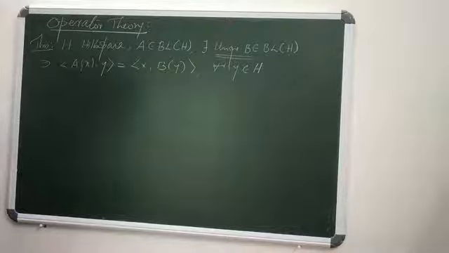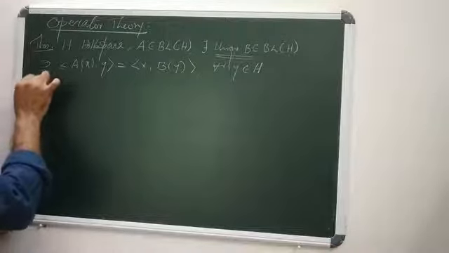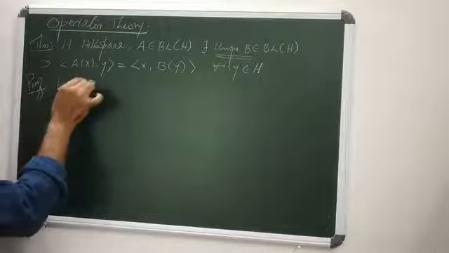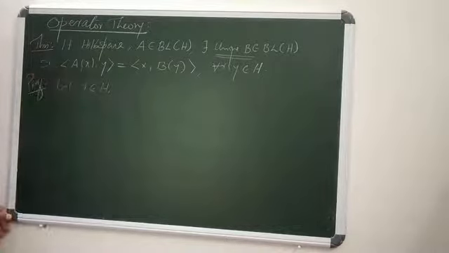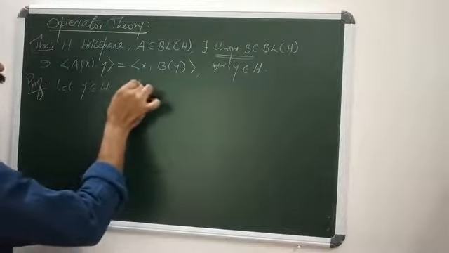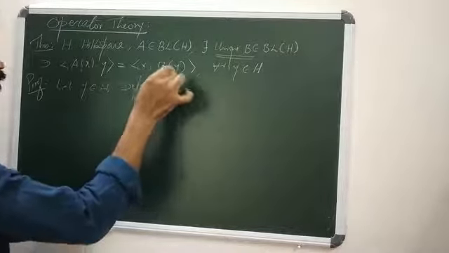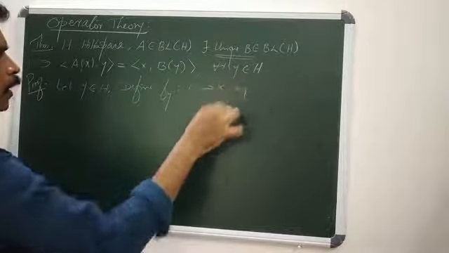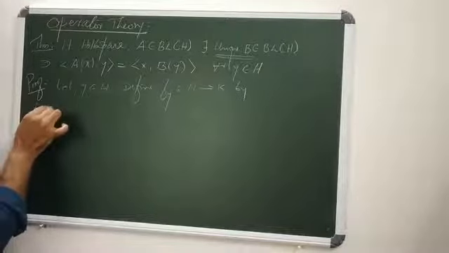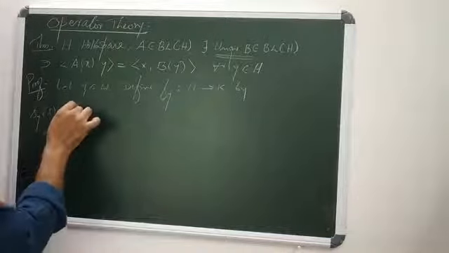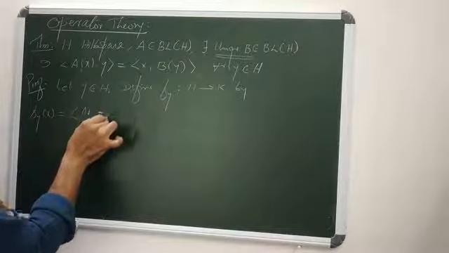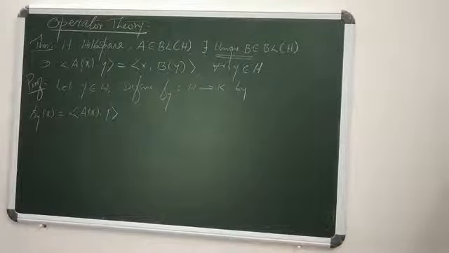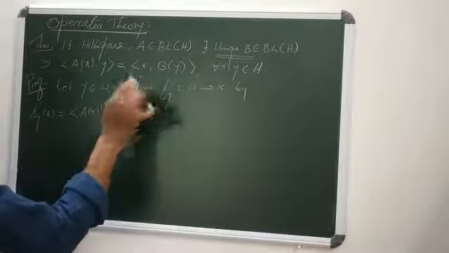How to prove? Its proof is: let y be in H, an element in H. Now we define a function Fy from H to K by Fy of x equals inner product Ax, y, where x is again in H.